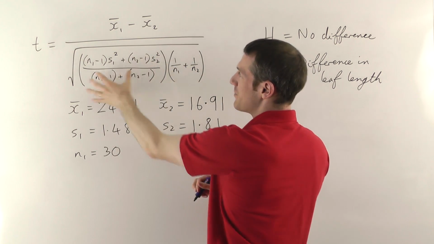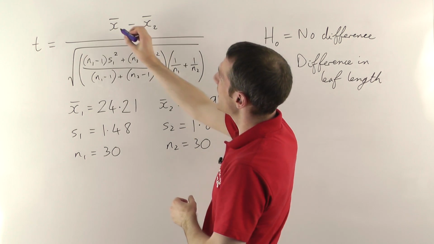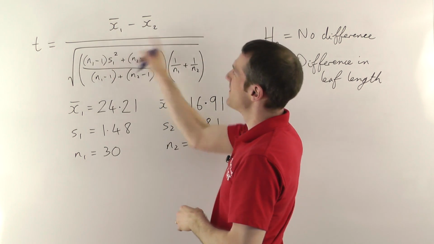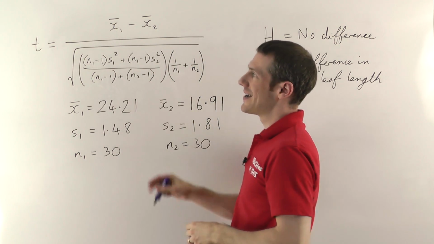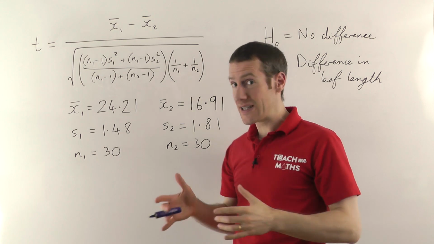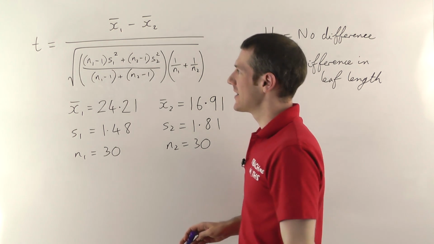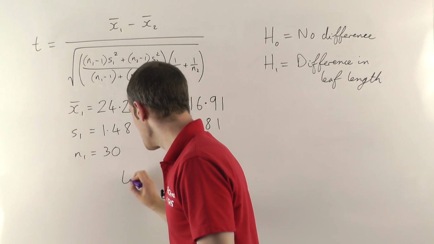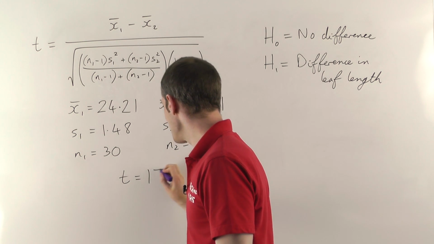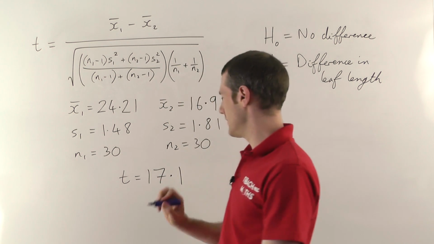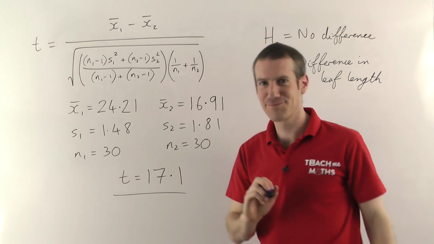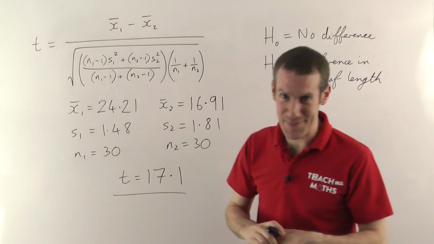Once you've got that big square root number, work out the top of the fraction, divide it by the previous answer, the big square root, and that gives you your t value, or t statistic. And in this case, after much calculating, it turns out to be 17.1. Ta-da! Right, what does that mean?